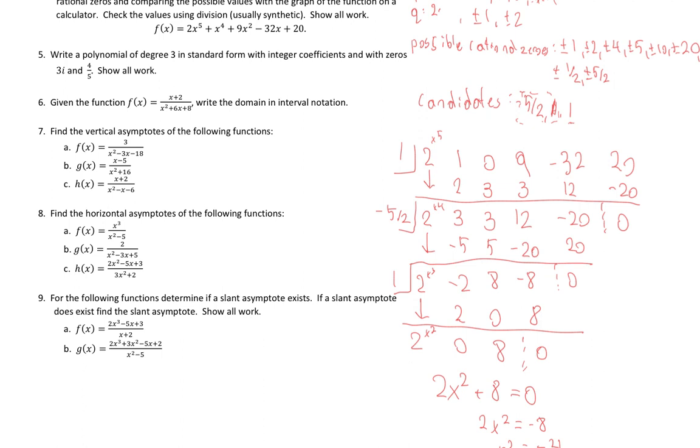So for my zeros, what I found were: we had 1, we were saying mole for multiplicity. How many times did 1 work? It worked twice, so we'll put 2. We had minus 5 over 2, we only did it once. Then we had positive 2i, also once, and minus 2i, which is also once. And then we're done with that one.